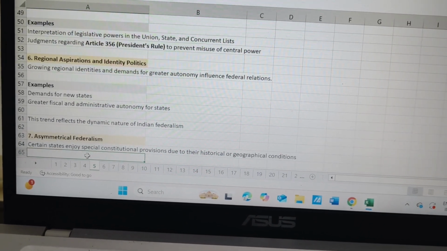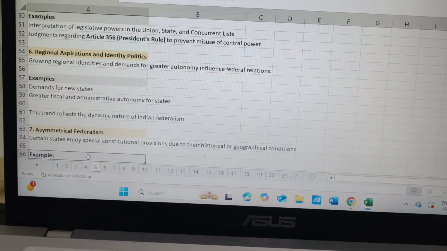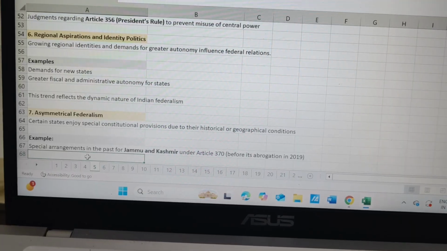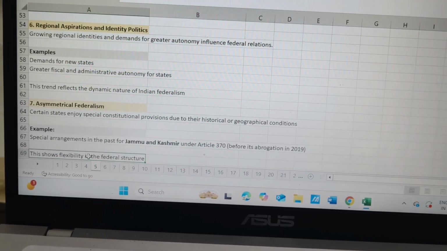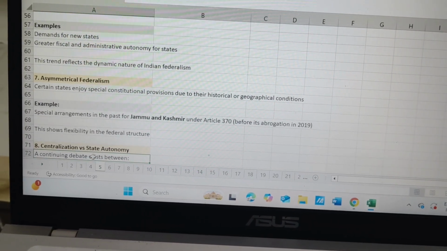Now let us talk about regional aspirations and identity politics. Growing regional identities and demands for greater autonomy influence federal relations. Examples: demands for new states, and greater fiscal and administrative autonomy for states. This trend reflects the dynamic nature of Indian federalism.